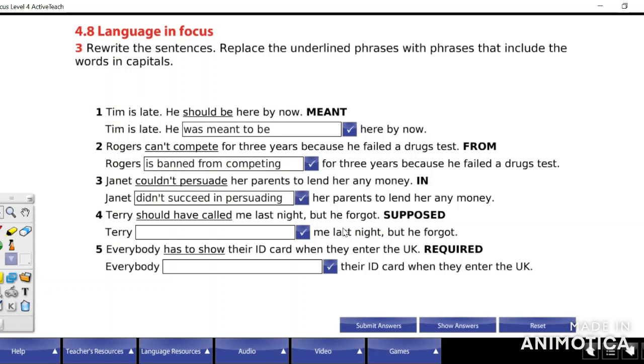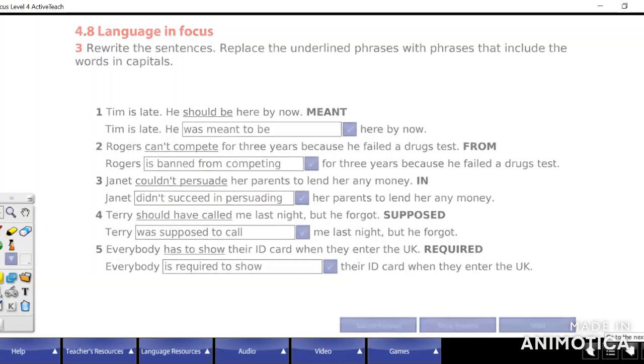Janet couldn't persuade, and then in, and if you look, you had succeed, so she didn't succeed in persuading. Should have called, supposed, again, this is a passive structure because you want him to call you, so Terry was supposed to call me. And everybody has to show, that means that I'm not standing there and saying, please show me your ID card. You are sort of meant to show it when you get there. So everybody is required to show.